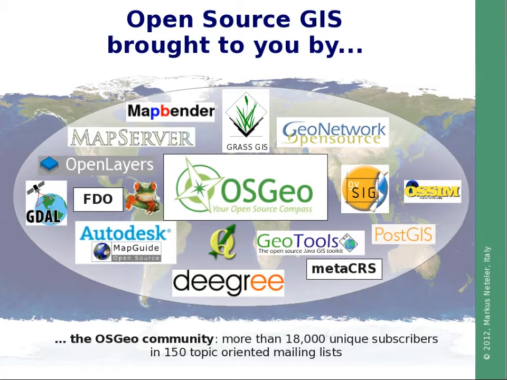You can see from the logos that there are well-known projects, among them also industrial players. As of today there are more than 18,000 unique subscribers in more than 150 topic-oriented mailing lists. It's a very intensive exchange of ideas.